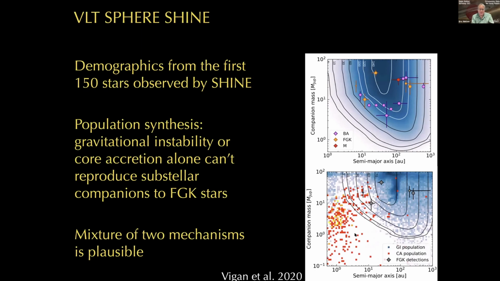And in particular, it nicely echoes the GPIES results that you can possibly explain the planets with core accretion and the wide separation brown dwarfs with gravitational instability. But again, more work, more objects would certainly be helpful here.